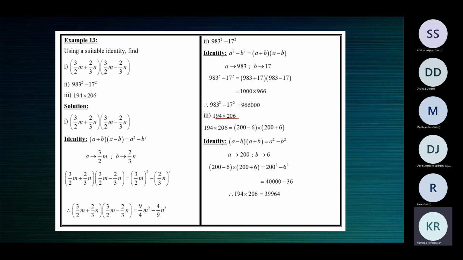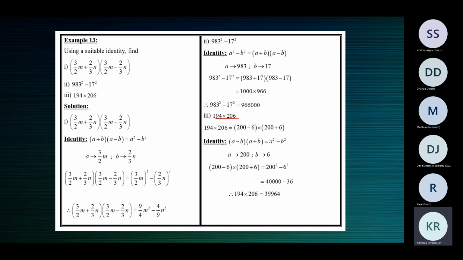Now see, for this sum, I can explain like this. What comes between 194 and 206? 200, right? See, different questions we handle in different ways, children. This one, 194 and 206. Between that, we have 200. So 194 can be written as 200 minus 6. And 206 can be written as 200 plus 6.